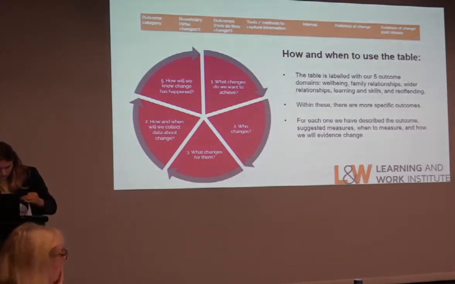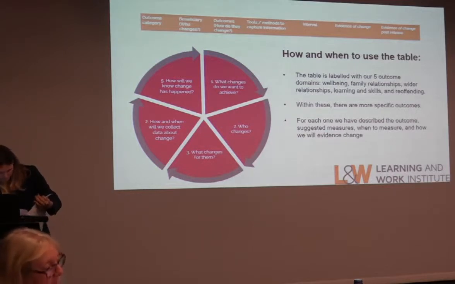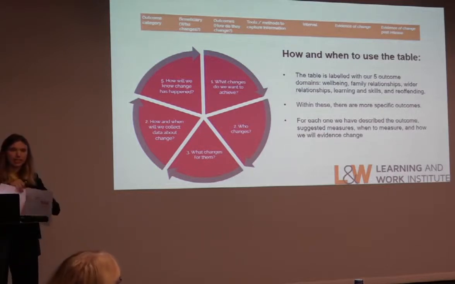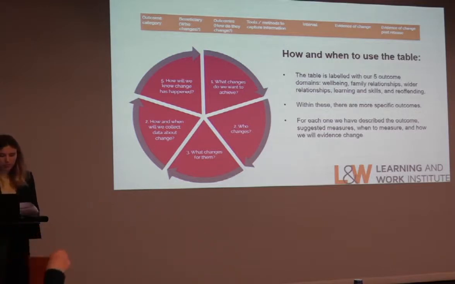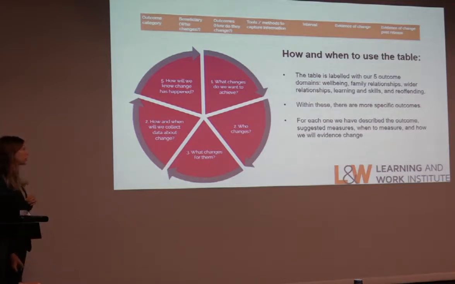I think it's page 69, so it's Annex 11. And we've got a table there which just sets out, it's not meant to be comprehensive, but it's much more comprehensive than the core tools, a different range of outcomes that might be more specific to your program. So we've got the outcome categories, and then we look at who changes, how do they change, and we've suggested some different tools and measures that you might want to use to capture that.